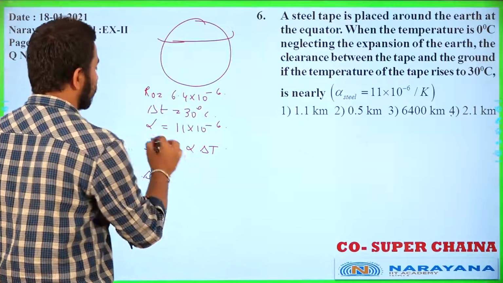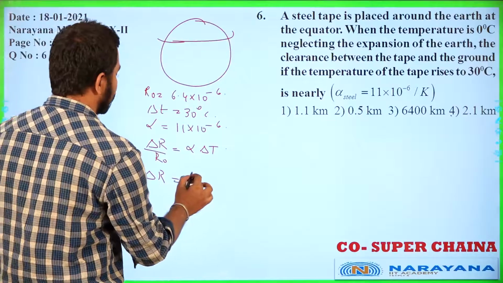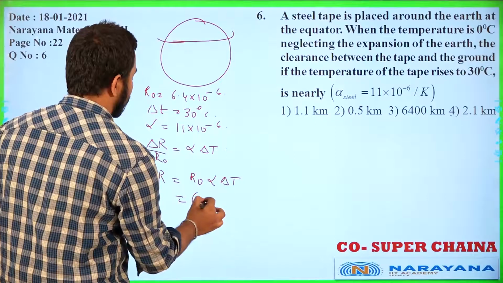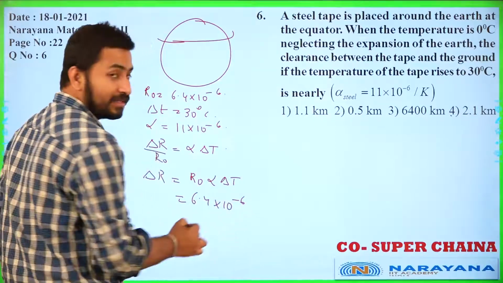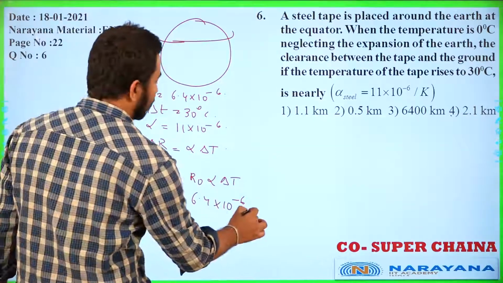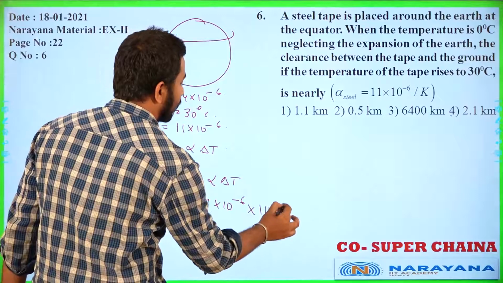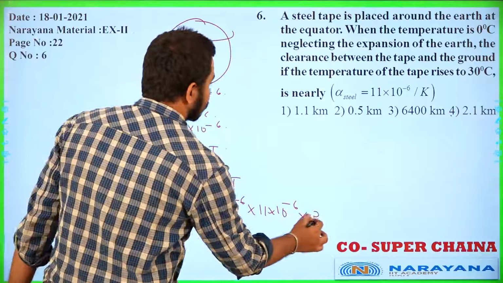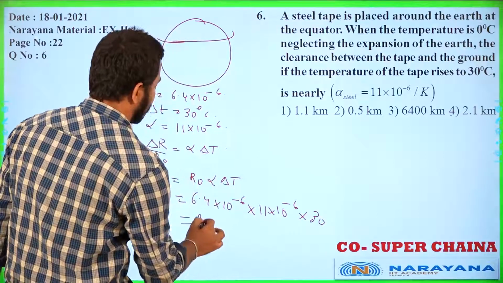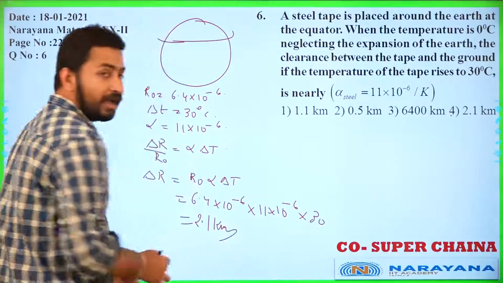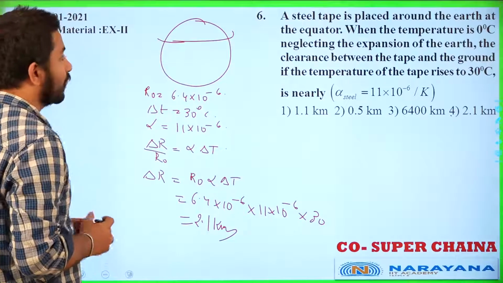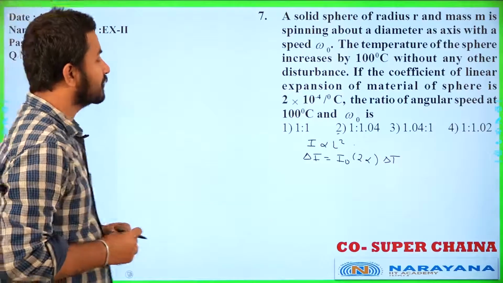R0 is given to us. So this delta R will be R0 alpha delta T. Just substitute the values: 6.4 into 10 to the power 6, into alpha, which is 11 into 10 to the power minus 6, into delta T, which is 30. If you substitute all this, it will come as 2.1 kilometers, and that will be the answer of the question, student, right? So this is how you have to proceed. Let's see the next question.